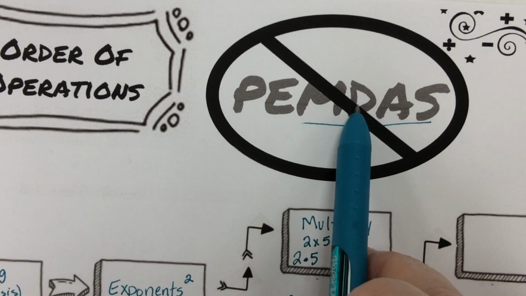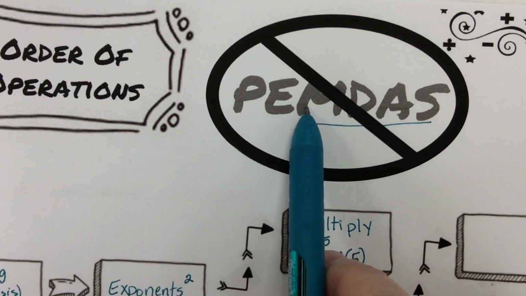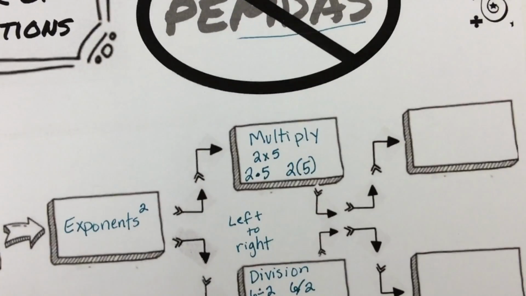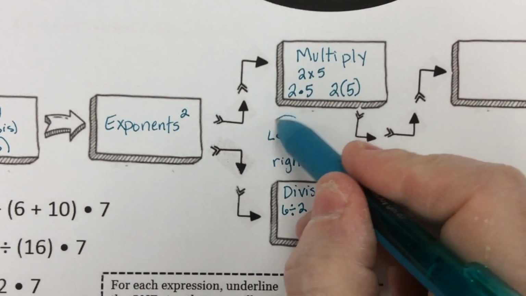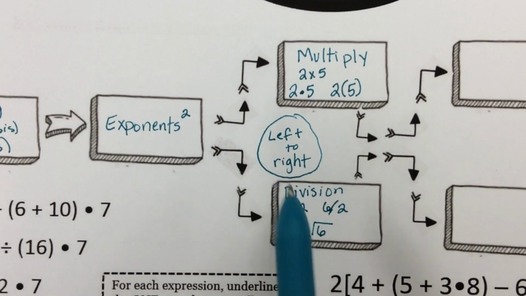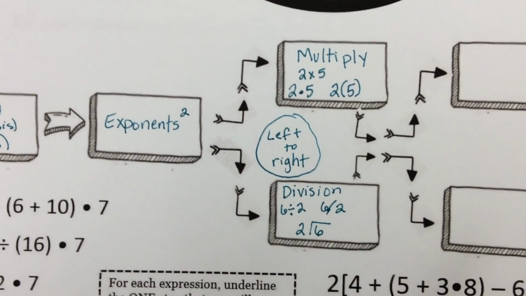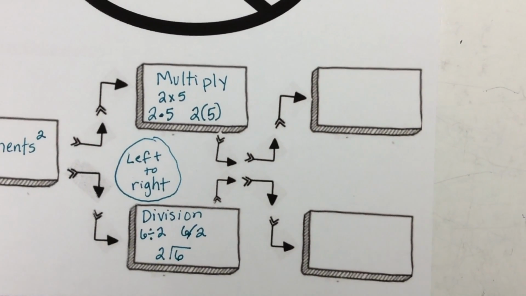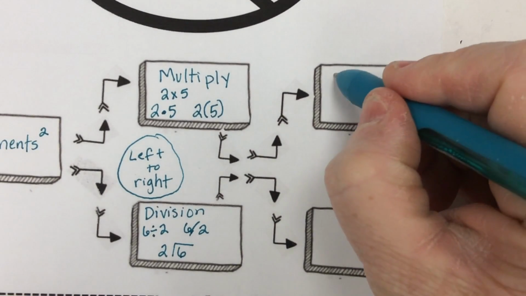So it's not always multiply before divide. Okay, I'm going to say that again. Make sure you're listening. It is not always multiply before divide. Okay, this is so very important. It's left to right. So if division is on the left, it goes first. Now over here, same with addition and subtraction.